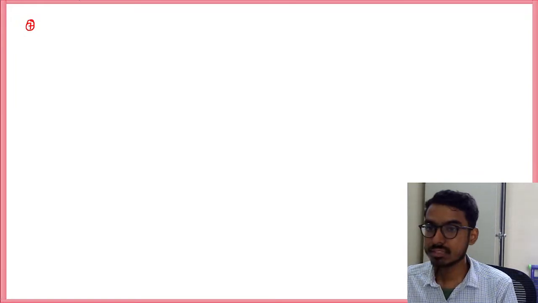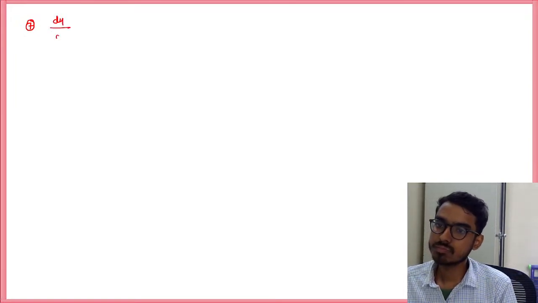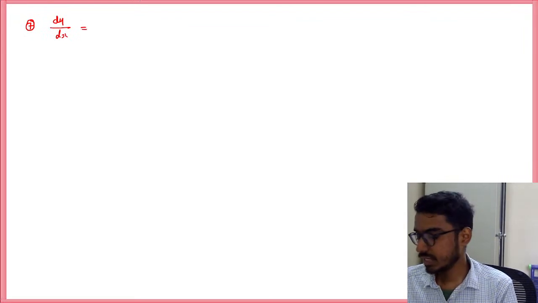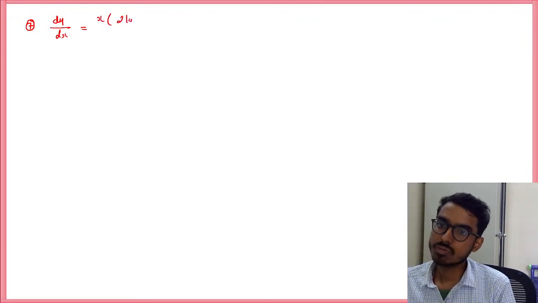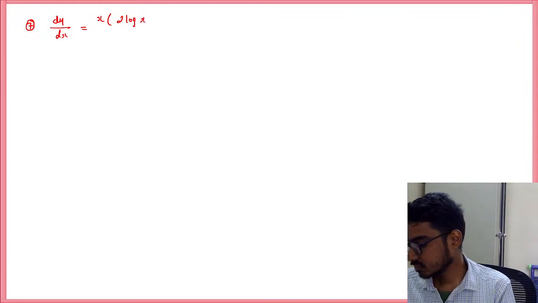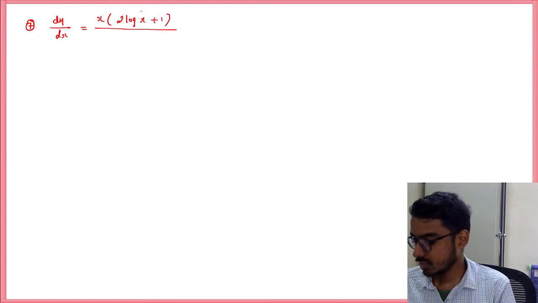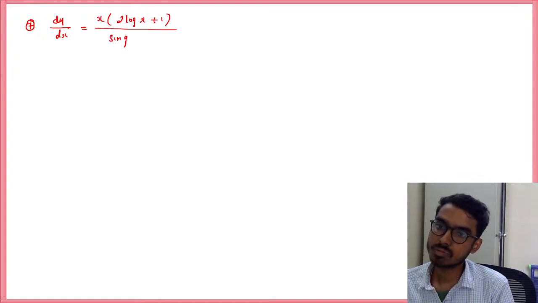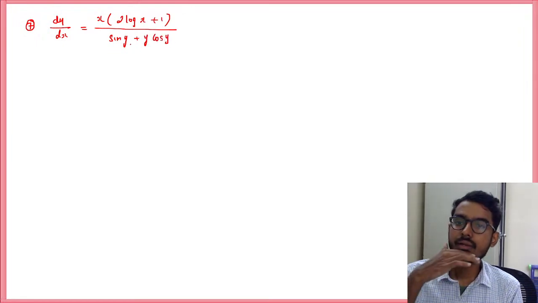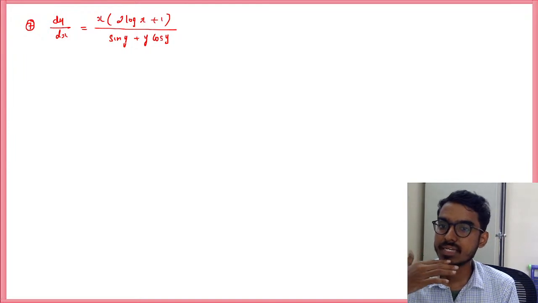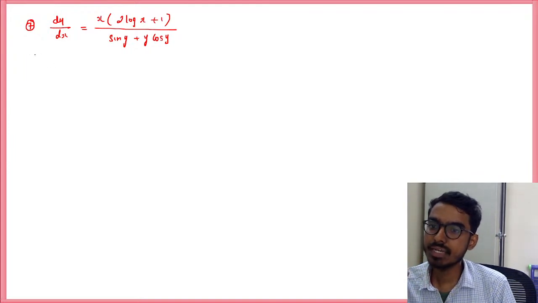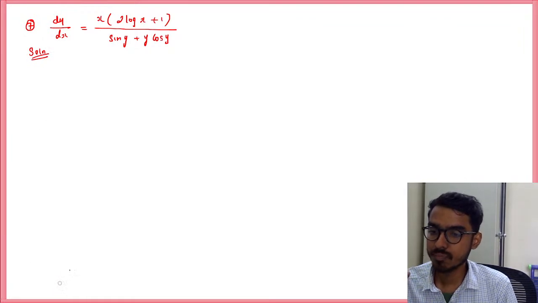dy by dx equal to x into 2 log x plus 1 divided by sin y plus y into cos y. Right? Now you will just separate x and dx to one side, y and dy to the other side, and then integrate on both sides to get the solution.